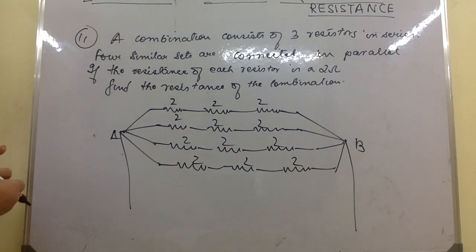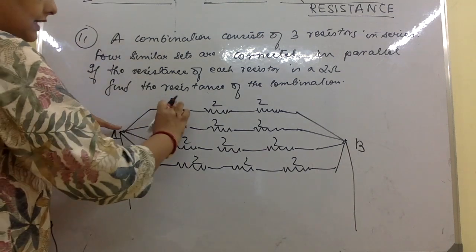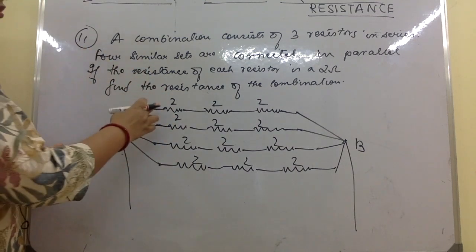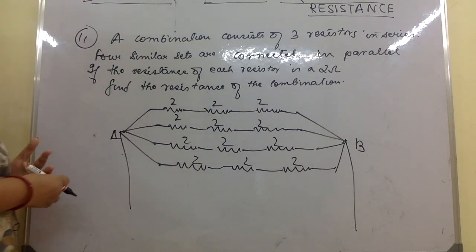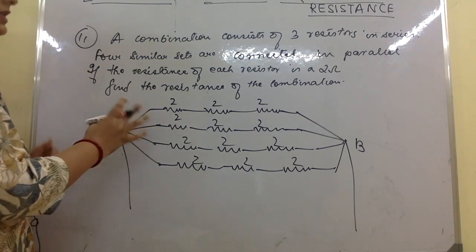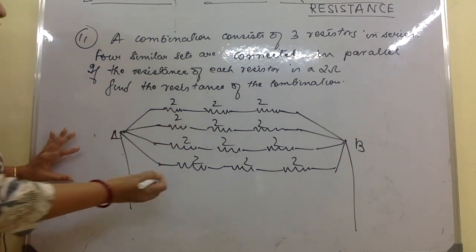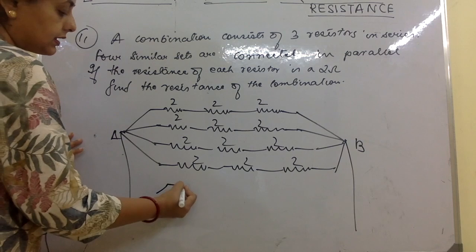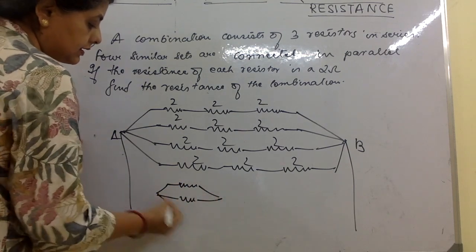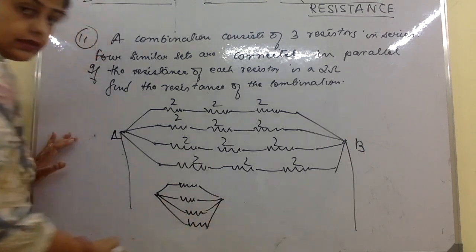Okay, so here four of them are there, and each of these lines they are calling one set of three resistors. Now find the resistance of the combination. So first thing is, this full diagram changes to what? It changes to something like this. See, if you can imagine it like this and like this.